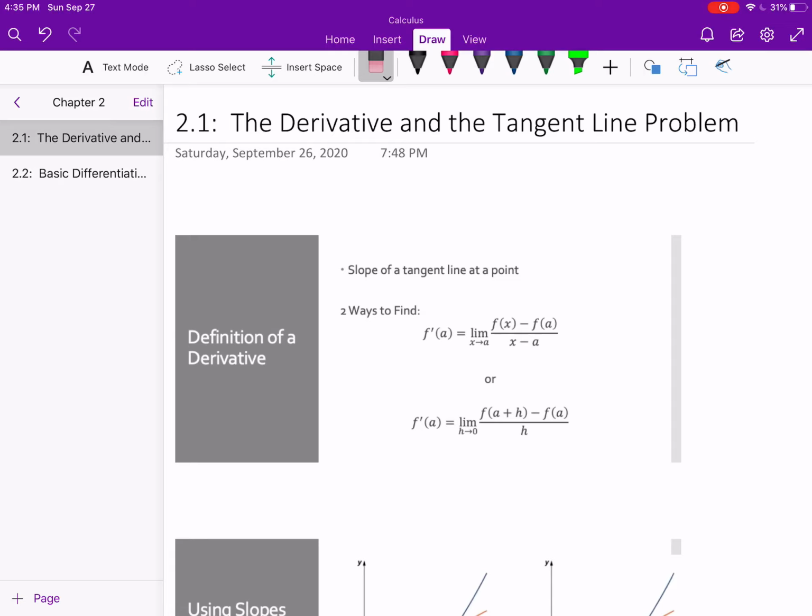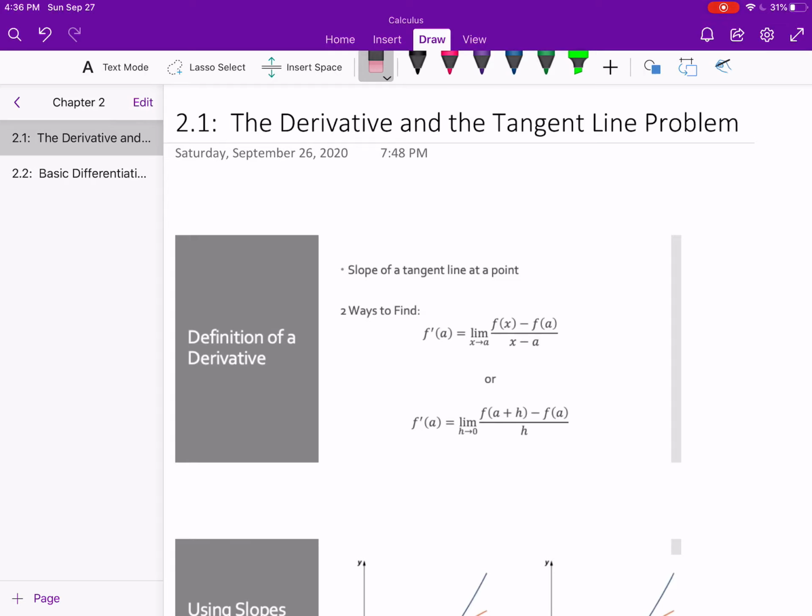So f prime of a, that little apostrophe denotes a derivative. f prime of a is equal to the limit as x approaches a of f of x minus f of a over x minus a. Or the one that I typically would use is f prime of a equals the limit as h approaches 0 of f of a plus h minus f of a over h.